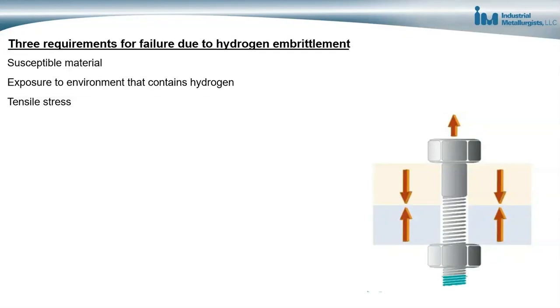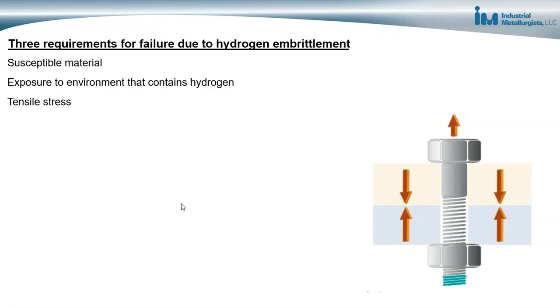So there are three requirements for failure due to hydrogen embrittlement. The first is that there has to be a susceptible material. In the case of steels, these are high strength steels, so they've been heat treated to get high strength. High strength means around 1,000 megapascals or about 145 ksi tensile strength.